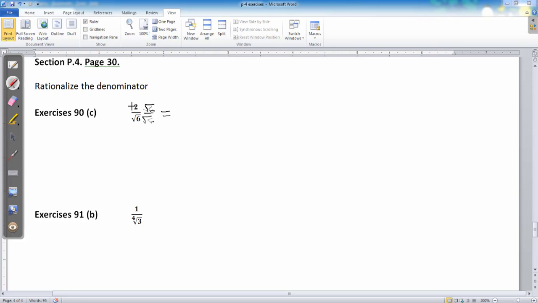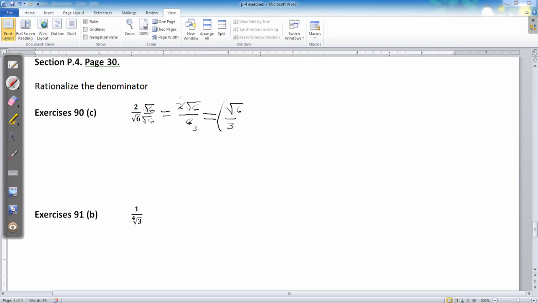So now I haven't changed the number because I've just multiplied it by 1. Square root of 6 over square root of 6 is 1. But the top is now 2 root 6. And the bottom is now 6, because square a square root, the root's going to go away and you're just going to get what's inside. And then I can reduce that. 1, 3, and I have square root of 6 over 3.